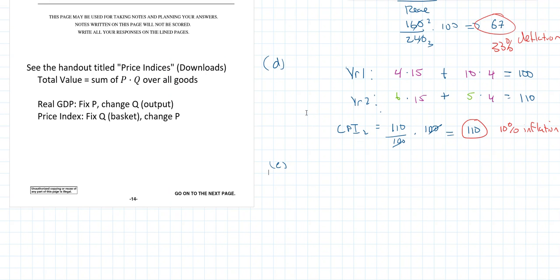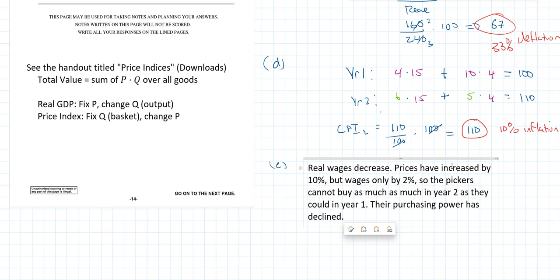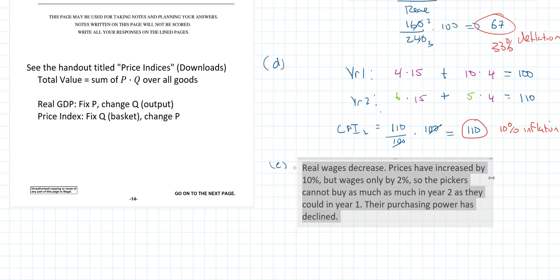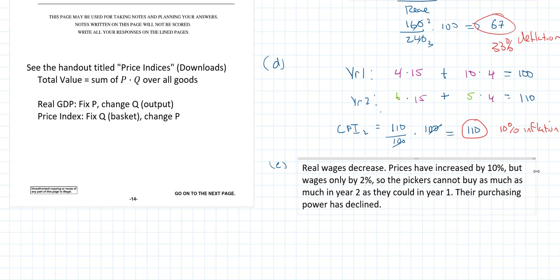All right, finally we're asked to look at what happens to real wages for the pickers, and the answer is that the real wages decrease, because their purchasing power goes down. We're told they have a 2% increase in wages, but prices of goods and services go up by 10%, just 10% inflation from year 1 to year 2, according to the CPI in D, which we're told to use. So overall, their purchasing power has declined. The income that they earn in year 2 doesn't buy as much as it bought in year 1.